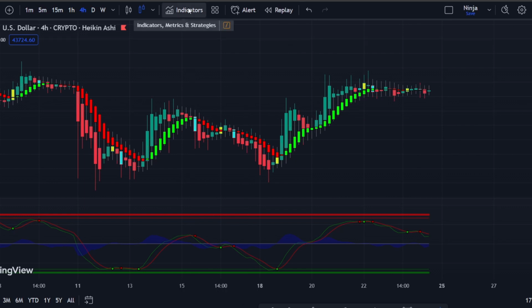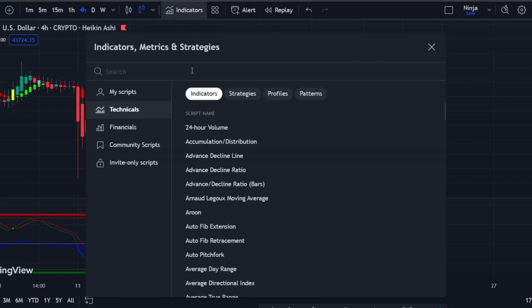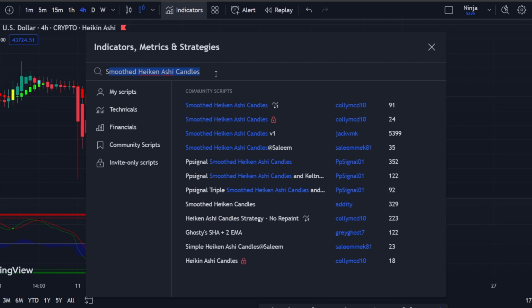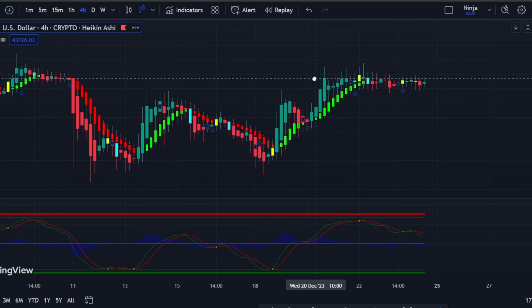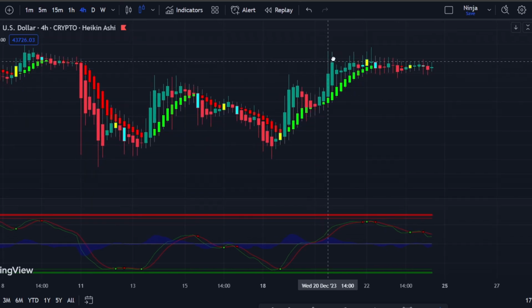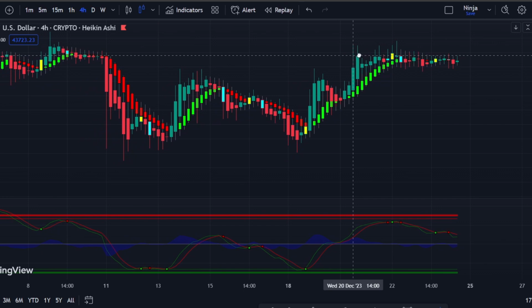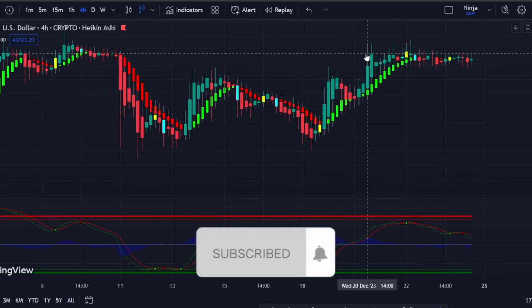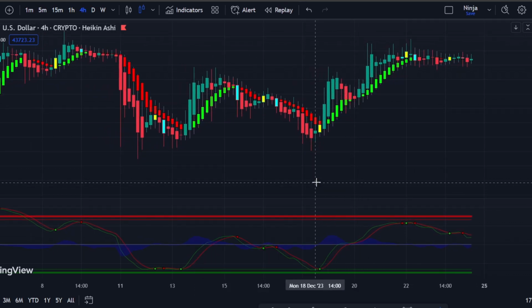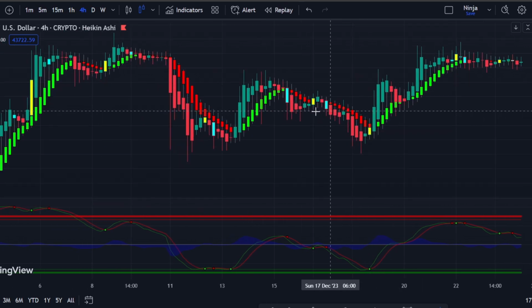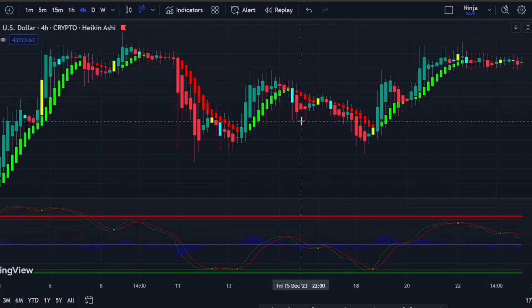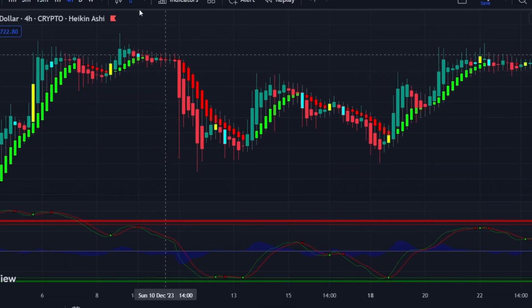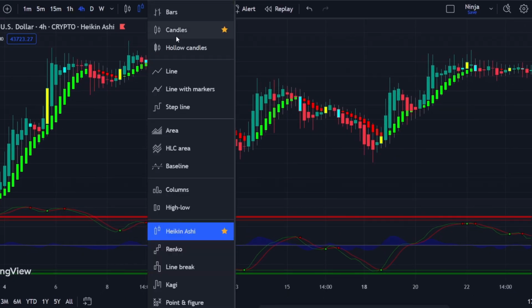Let's go to the Indicators tab. In the search bar, type Smoothed Heiken Ashi Candles. This indicator. The feature of the upper indicator is that it gives us transition signals. When the lower indicator gives rise or fall signals, the upper indicator confirms it and tells us the end of these signals. In this way, we get our most successful signals. And now our chart is Heiken Ashi Candles.